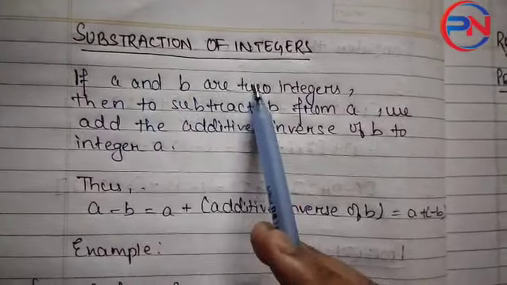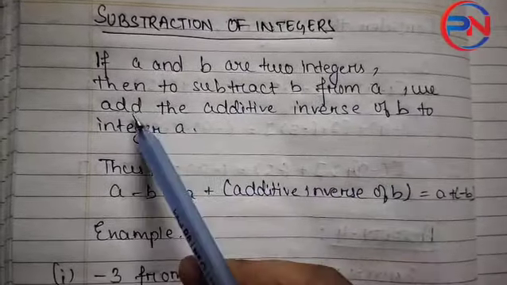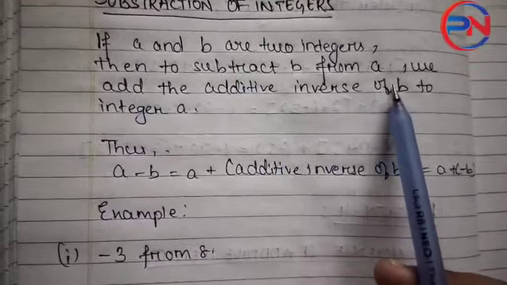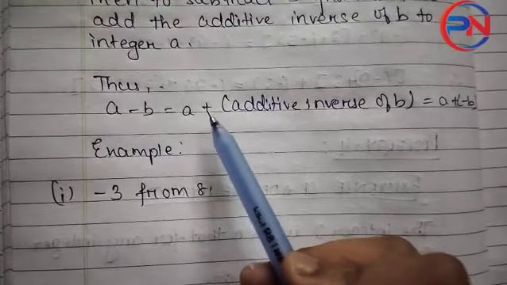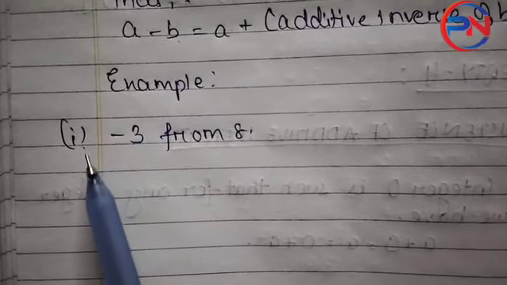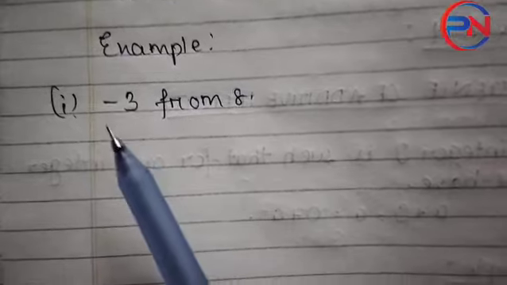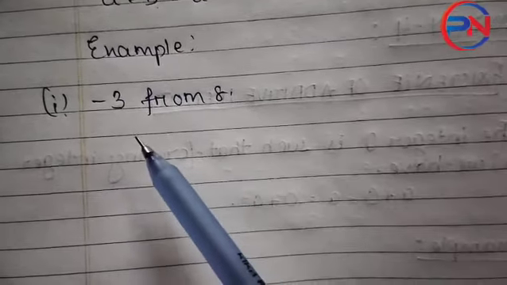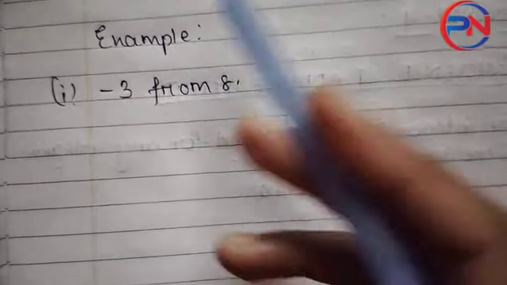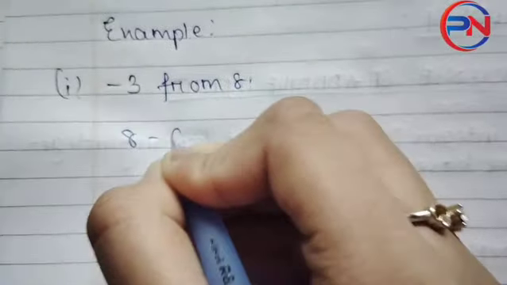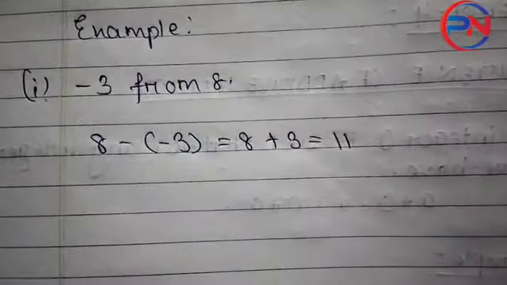If a and b are two integers, then to subtract b from a, we add the additive inverse of b to integer a. Thus, a minus b is equal to a plus additive inverse of b. So let's solve an example regarding that. Question 1. Subtract minus 3 from 8. To subtract minus 3 from 8, we change the sign of minus 3 and add it to 8. Thus, we obtain 8 minus minus 3 is equal to 8 plus 3 is equal to 11.